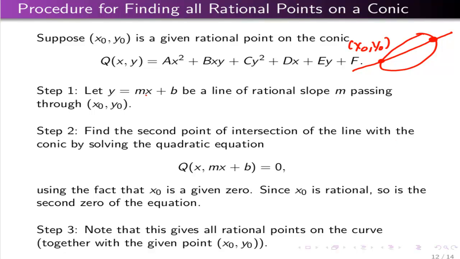So I insert the equation of the line right here, and this gives us a quadratic equation in a single variable x. And then I can use the fact that x0 is a given solution, and so it's very easy to find the second solution of the quadratic. And in fact, the second solution must also be rational because the first solution is rational. And then step 3 is just to note that you really have accounted for every rational point on your conic section up here. And that's all there is to it.